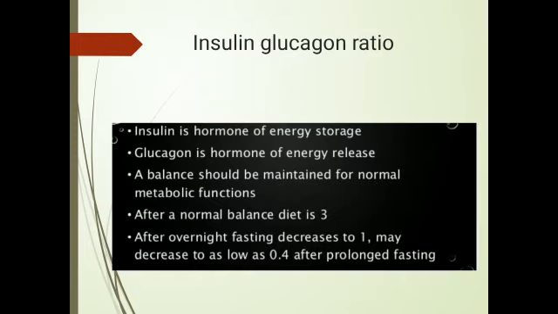Insulin-glucagon ratio. Insulin is a hormone of energy storage and glucagon is a hormone of energy release. A balance should be maintained for normal metabolic functions. After a normal balanced diet, the insulin-glucagon ratio will be roughly about 3. That is, insulin is more. After overnight fasting, it tends to decrease to 1 and may decrease as low as 0.4 after prolonged fasting.